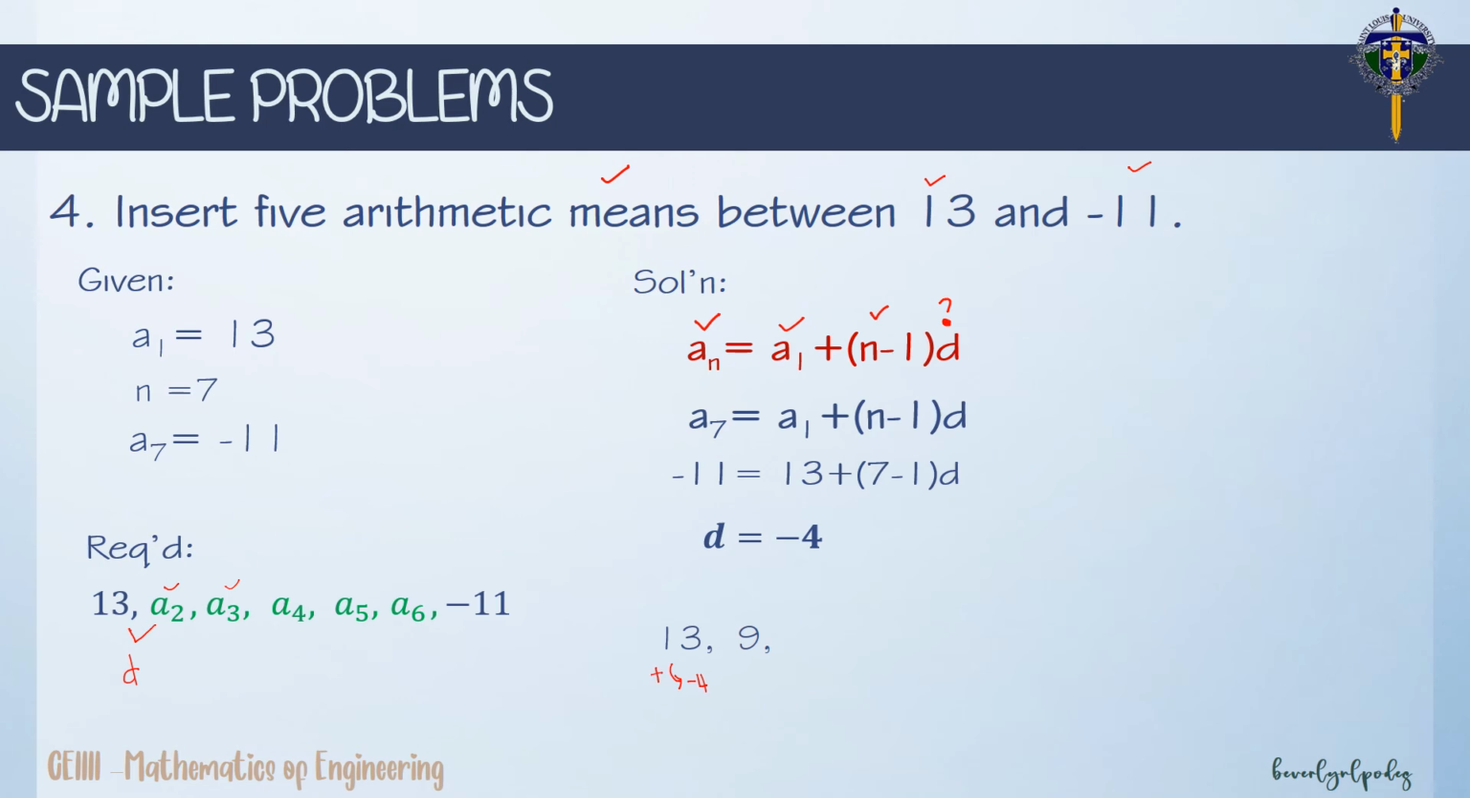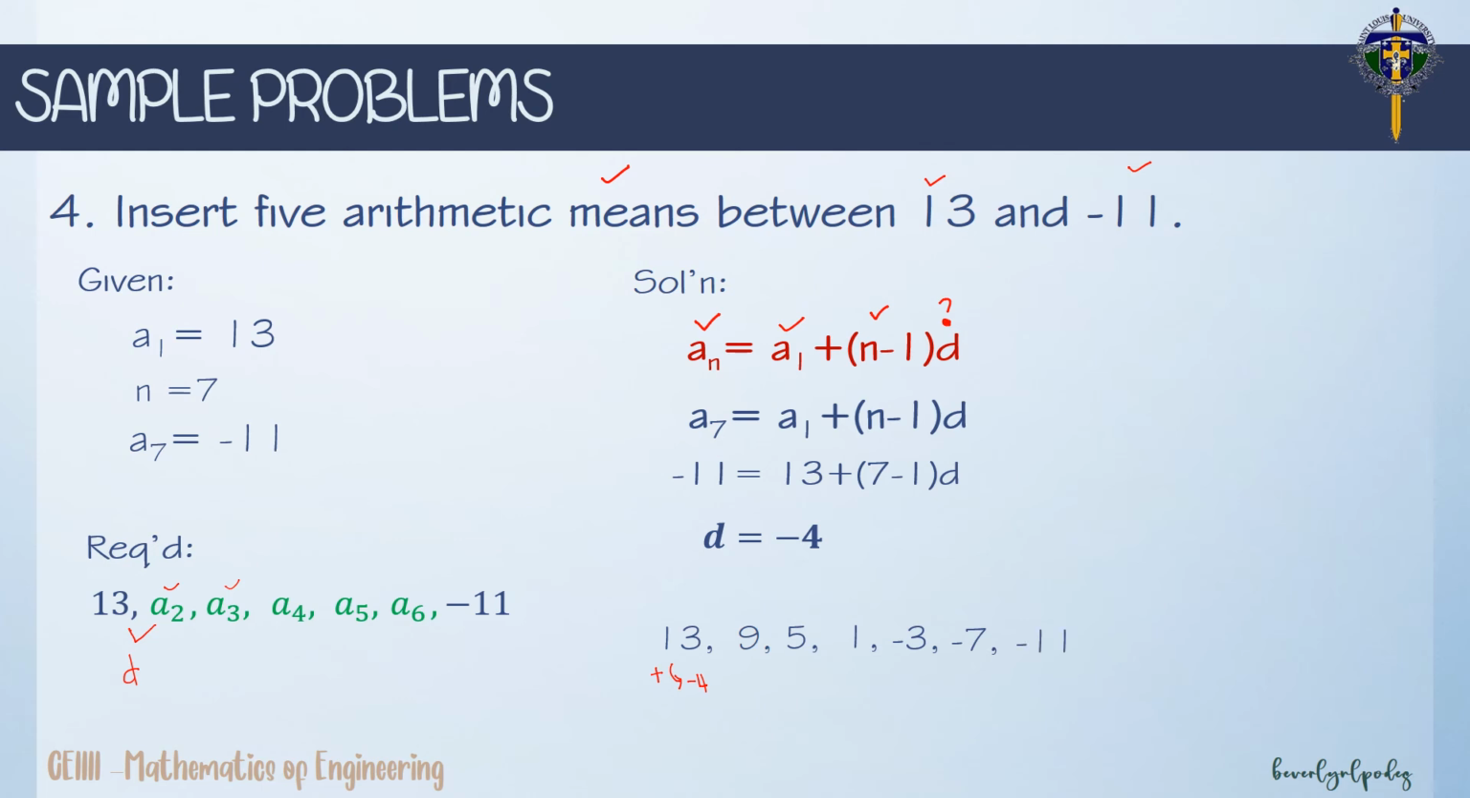So that is, we add 13 plus negative 4, that is 9. 9 plus negative 4, that is 5. And then 5 plus negative 4, that is 1. And then the next term, that is 1 plus negative 4, that is negative 3. And then next one, negative 3 plus negative 4, that is negative 7.